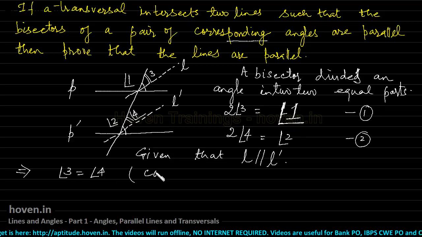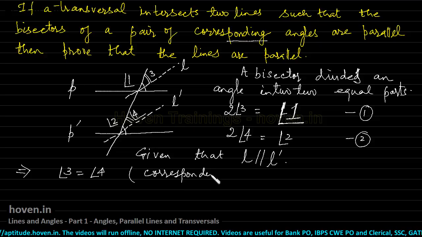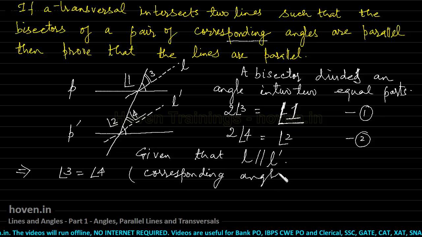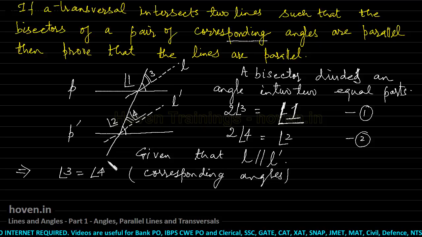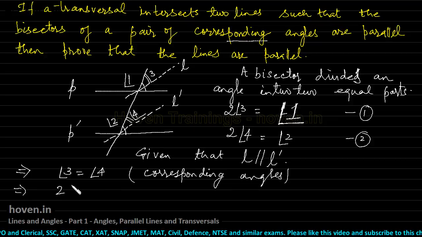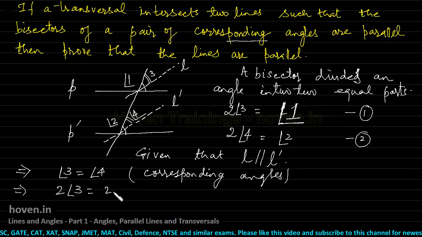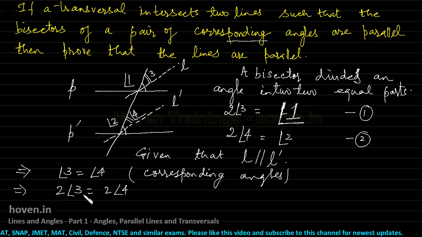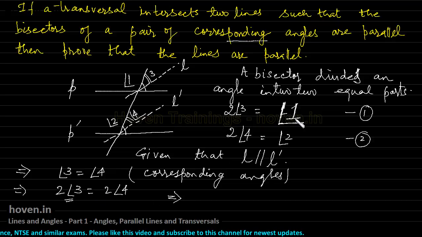Reason: corresponding angles. If this is one line and this is the other line, then the transversal is the same transversal for these two parallel lines also. Therefore, angle 3 and angle 4 are exactly equal. Which further implies 2 times angle 3 is equal to 2 times angle 4. I have multiplied both sides by 2. Now 2 times angle 3 is angle 1, which is equal to 2 times angle 4, known to be angle 2.